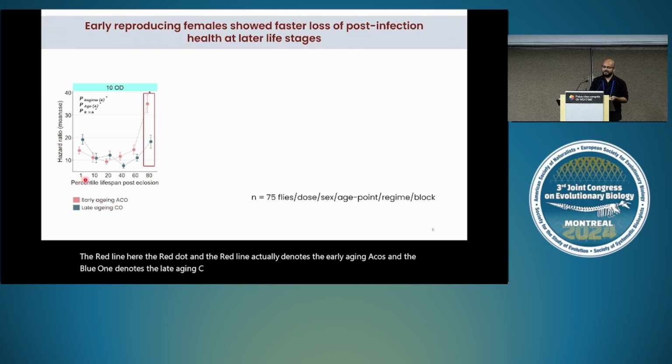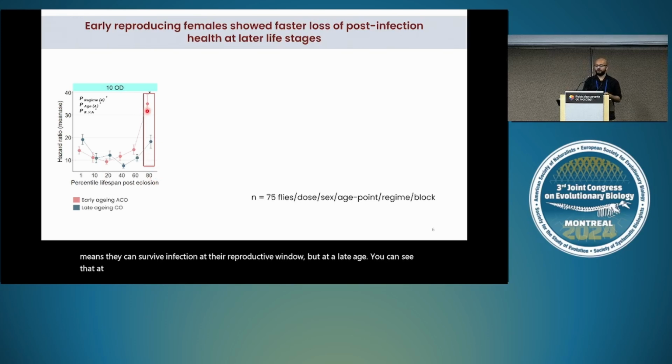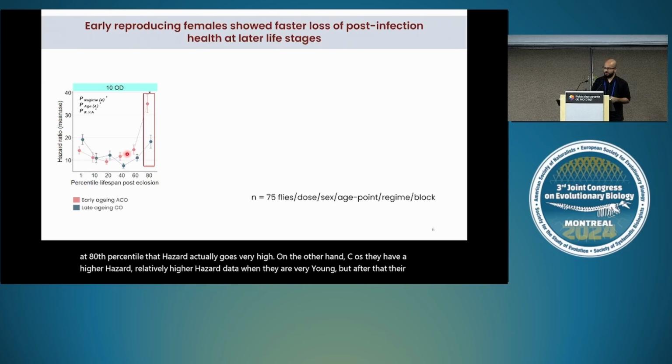So you can see that during their reproductive schedule, the early aging ACOs actually have a lesser hazard. That means they can survive infection at their reproductive window. But at a late age, you can see that at the 80th percentile, their hazard goes very high. On the other hand, COs have a relatively higher hazard when they are very young, but after that their hazard doesn't change that much.